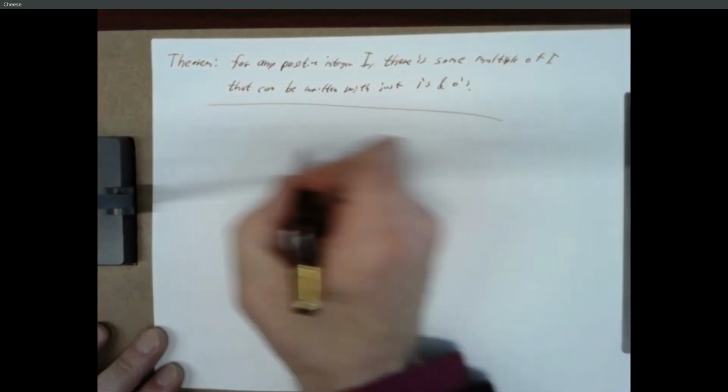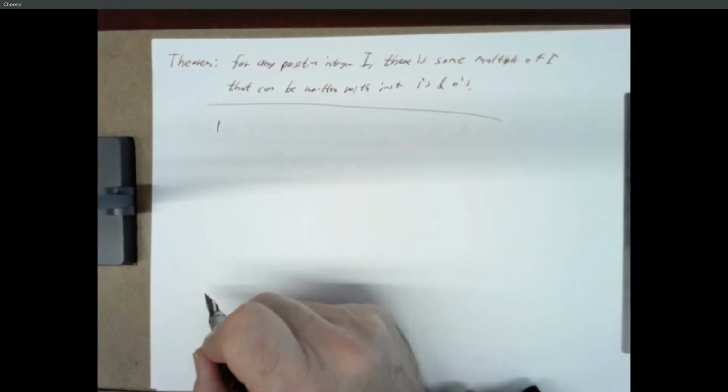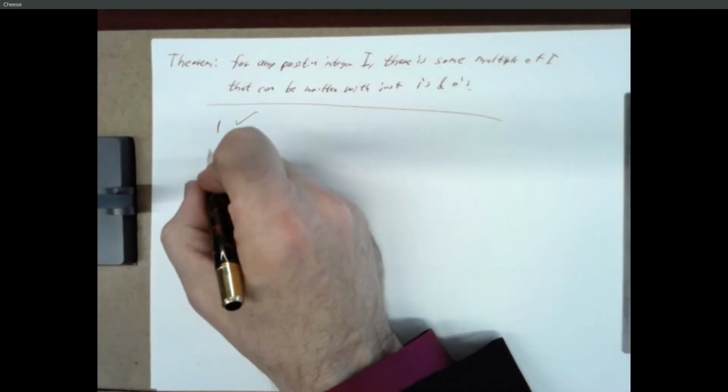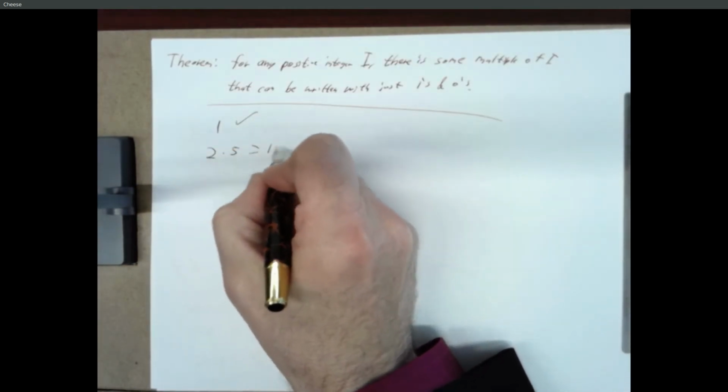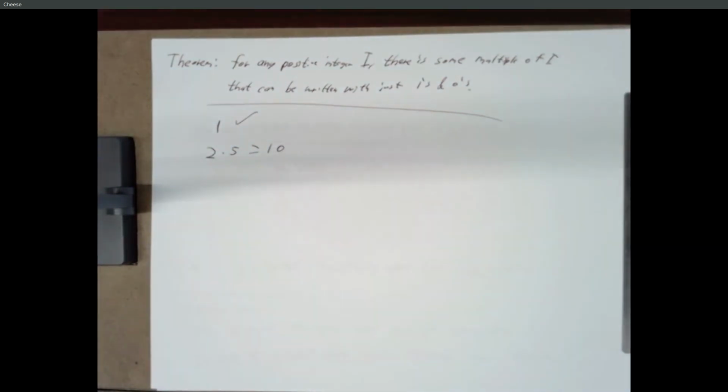So the number 1 is itself written as just a combination of ones and zeros, so that's fine. The number 2, if we multiply by 5, we get 10. That's written with a 1 followed by a 0. That's fine. What about the number 3? Is there a multiple that can be written with just ones and zeros?